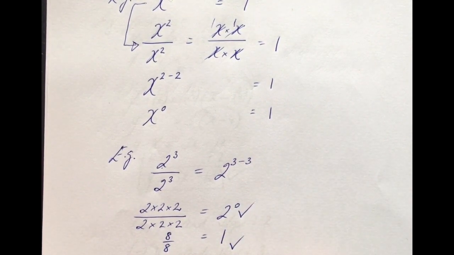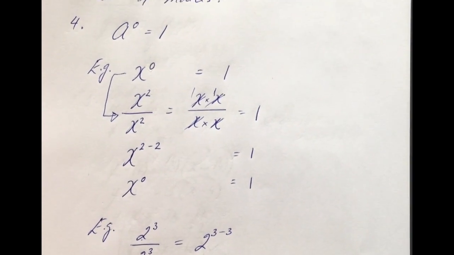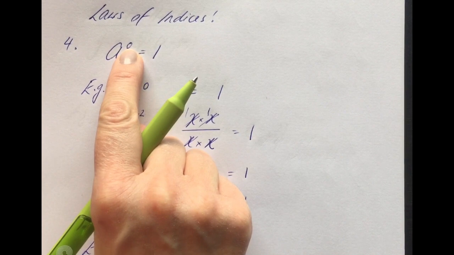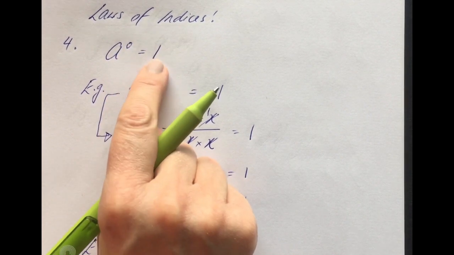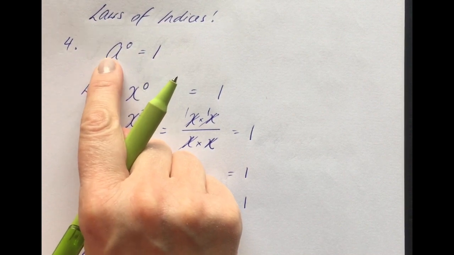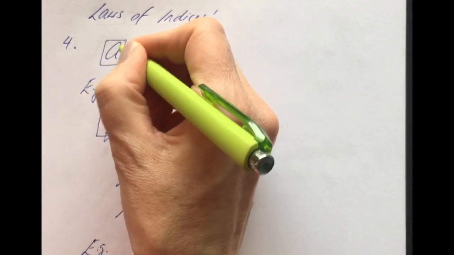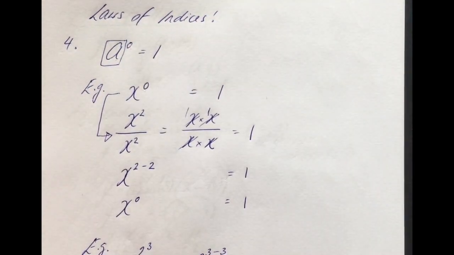So, in a nutshell, all you have to remember with this fourth law is that if you ever have a power of 0, the result will always be 1, no matter what number or what letter or whatever is in there. If it's being raised to the power of 0, you will always get 1.